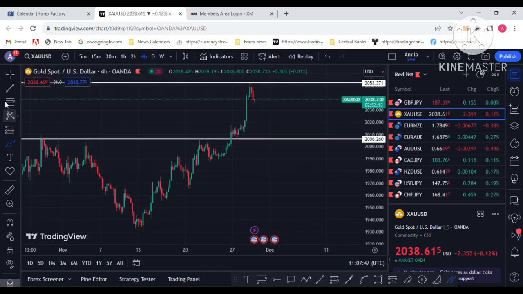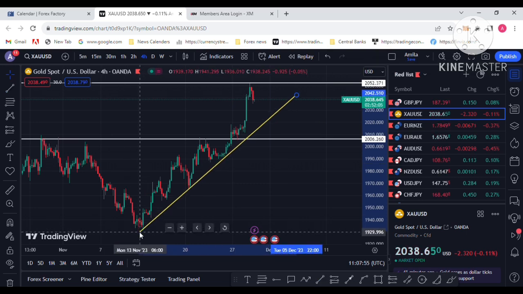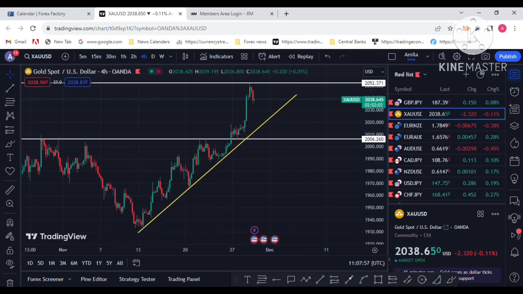I am going to the 4-hour chart for a clearer picture. I am drawing a trend line. This is the trend line, and price is going to the upside. In this 4-hour chart, price has reached this trend line and reacted several times and gone to the upside. So it is an uptrend, and the 2005 to 2010 level is your next strong buy zone.